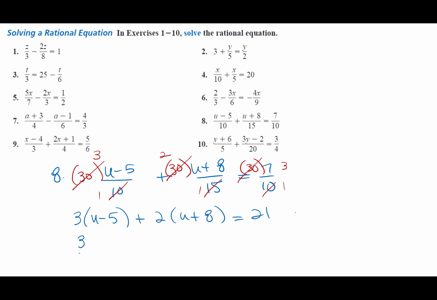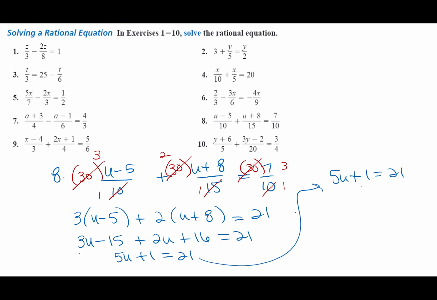Using the distributive property to get 3u minus 15 plus 2u plus 16 equals 21. Collecting like terms to get 5u plus 1 equals 21. And now solve for u. We're going to subtract 1 from both sides. 5u equals 20. Divide both sides by 5, and u equals 4.